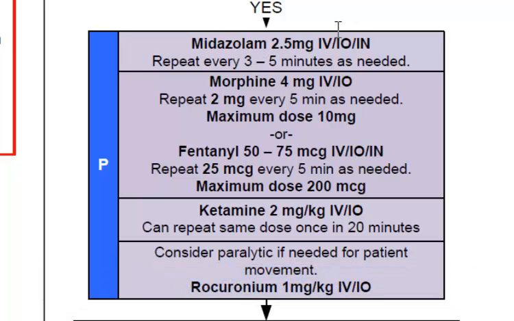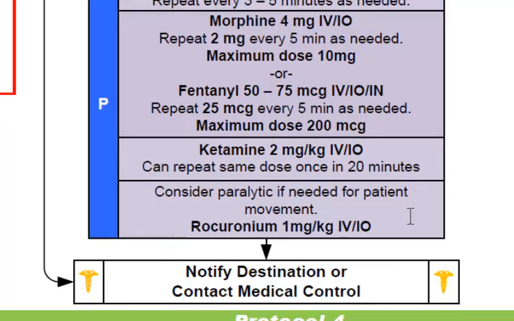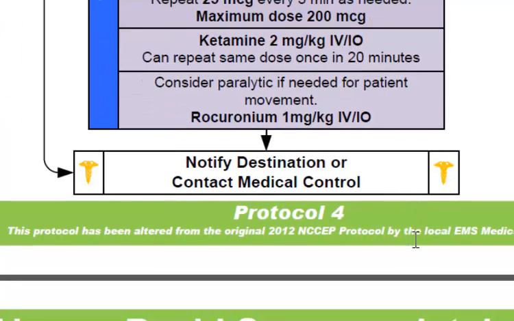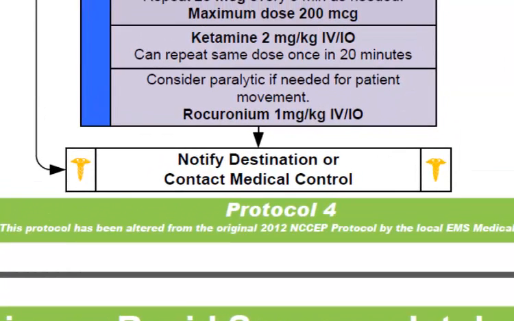You can also use ketamine, and the dosing is the same for sedation post-RSI as it is for the induction dose. It's 2 milligrams per kilogram. And you can repeat that dose in 20 minutes if you need to. Can y'all see that? And then you can also use rocuronium for a post-RSI paralytic if you need it for transport. And like we said in the class before, please make sure that you sedate your patients adequately. Don't just paralyze them.